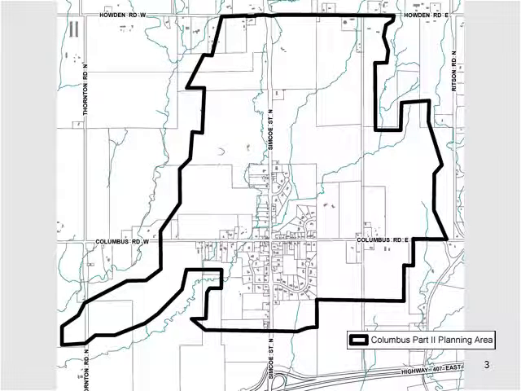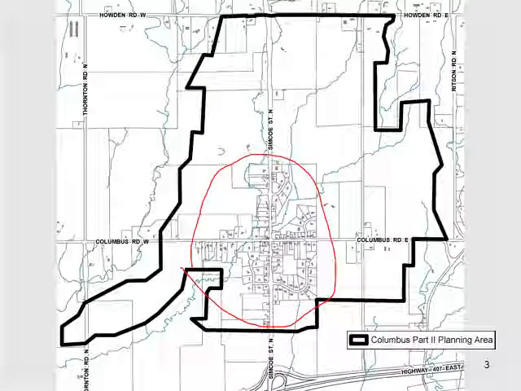This next slide, being slide 3, shows a map of the Columbus Part 2 planning area, as shown with the thick black boundary. I'll also circle the area considered to be the former hamlet of Columbus, which generally is along the approaches to the intersection of Simcoe Street North and Columbus Road.